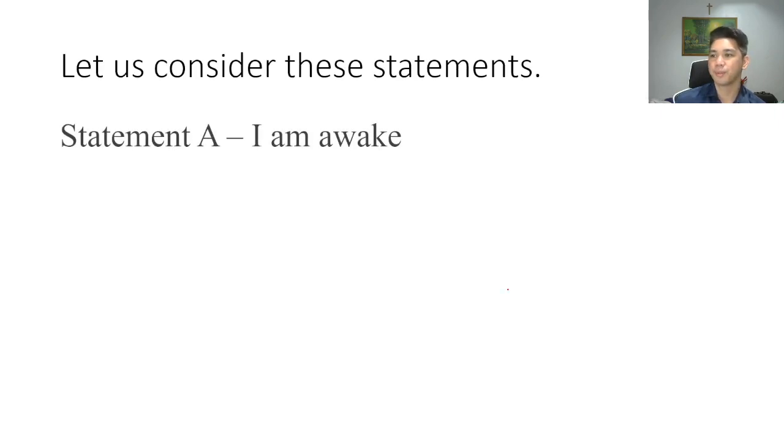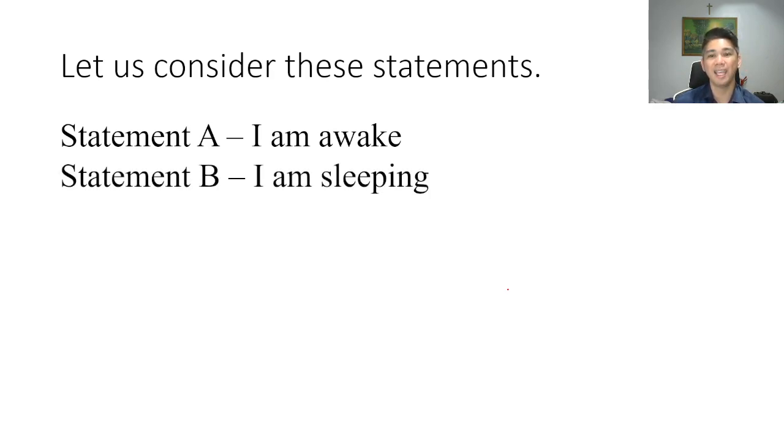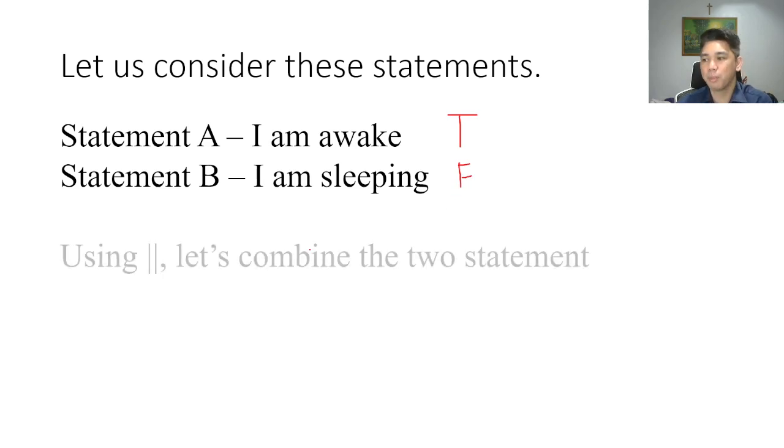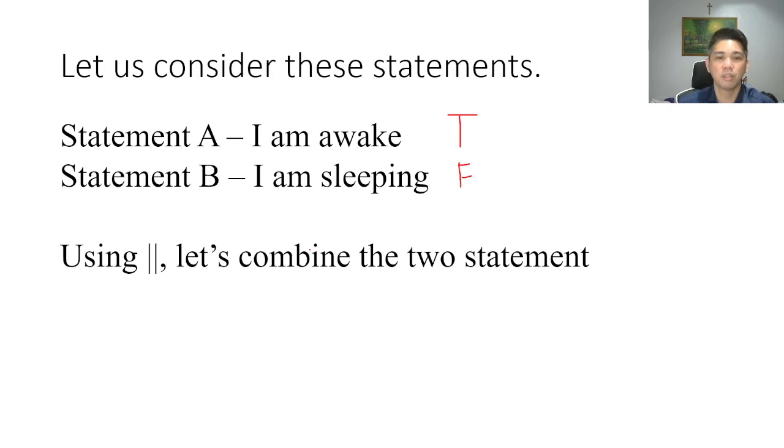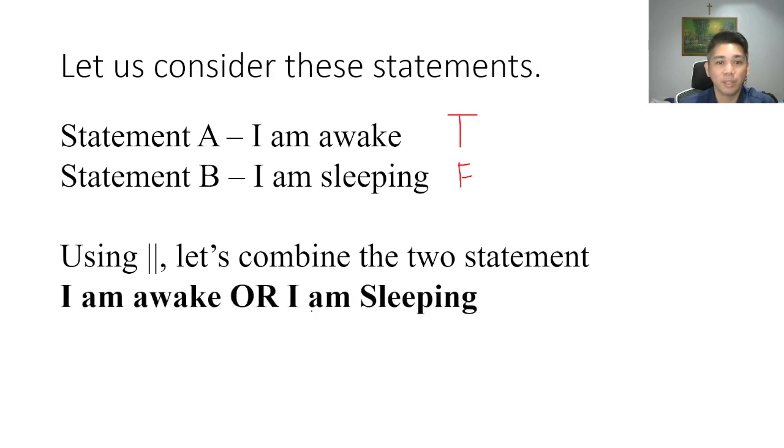Now let's try this. The first statement is I am awake, and the second statement is I am sleeping. The first one is true, however, the second one is false. We will combine these two statements, but this time around, we will use the OR operator. I am awake or I am sleeping. And the overall truth value of this one is actually true. How come it became true when there is a false statement?